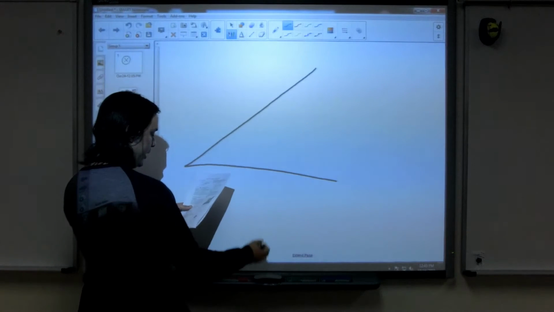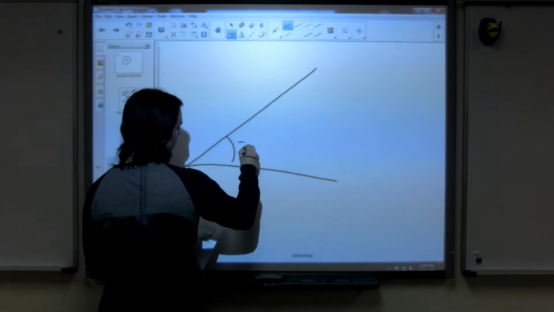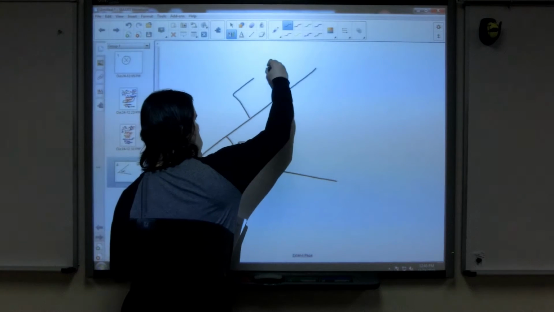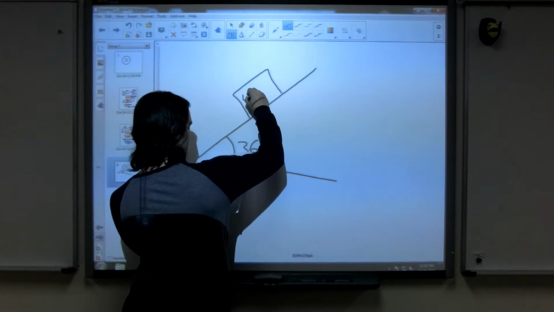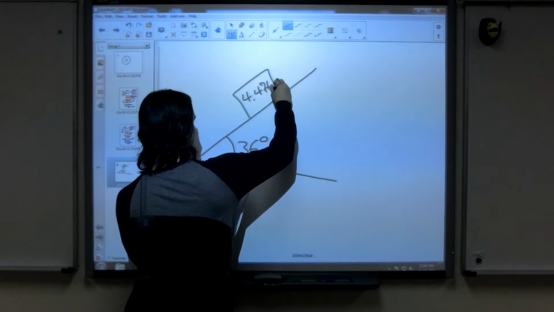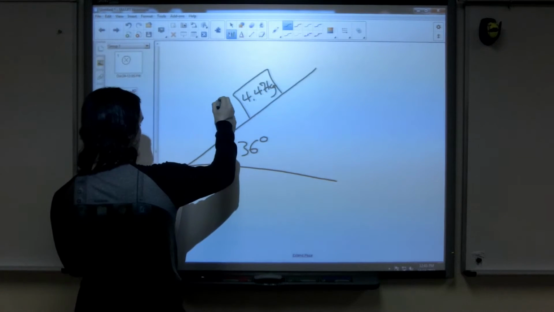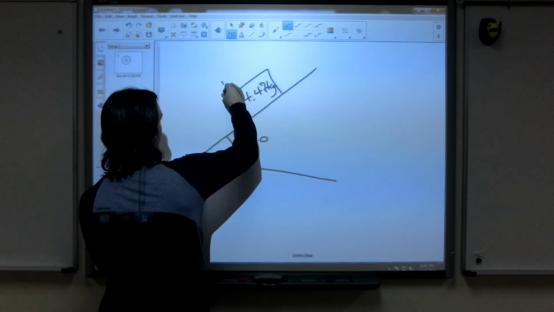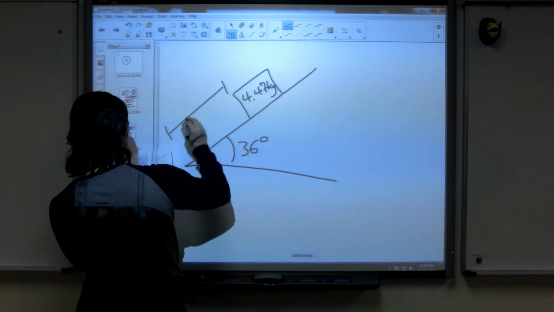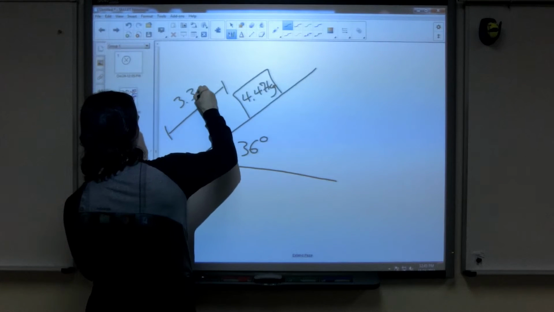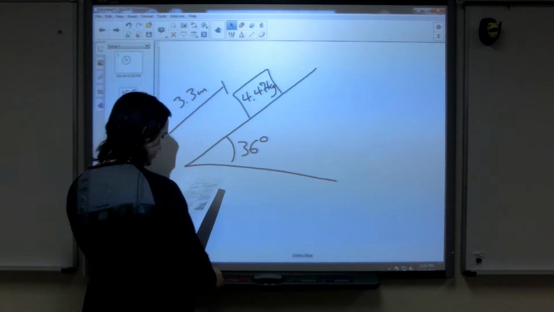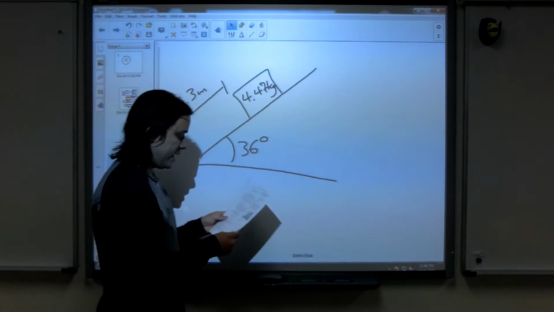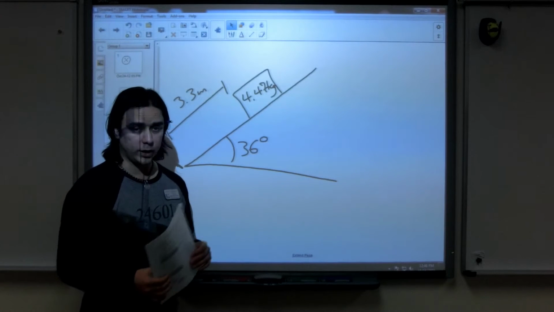We have an inclined plane with no friction that they identify, which is at 36 degrees, like so. We have a block, 4.47 kilograms, and it is set on the frictionless ramp and let go from rest. It is marked that it is some distance up the ramp. For me, it's 3.3 meters. Okay. First thing that they asked is find the acceleration of the block.